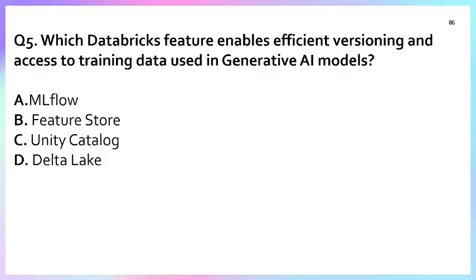Unity Catalog is the database governance and data management layer. It provides centralized data access control, lineage, and versioning for the data. This aligns directly with the question, with efficient versioning and access to training data. So option C is not fitted here.